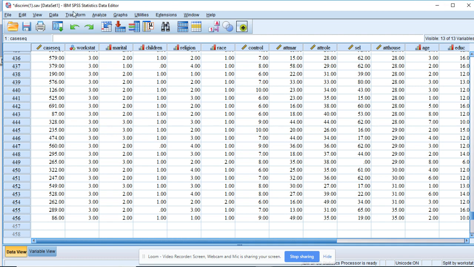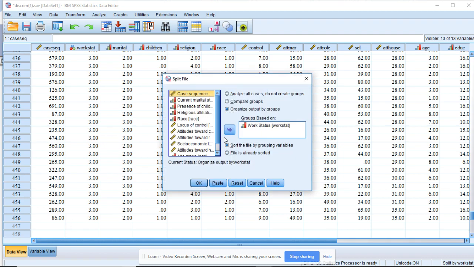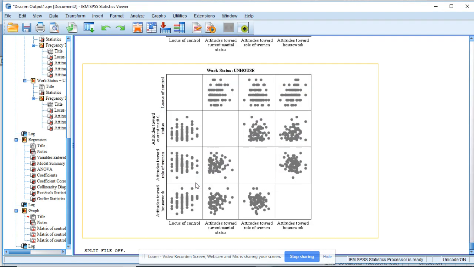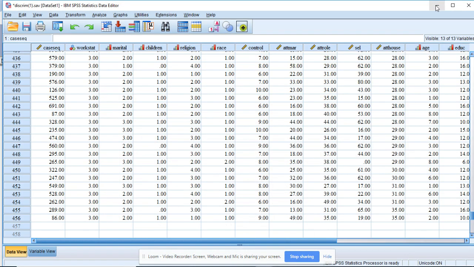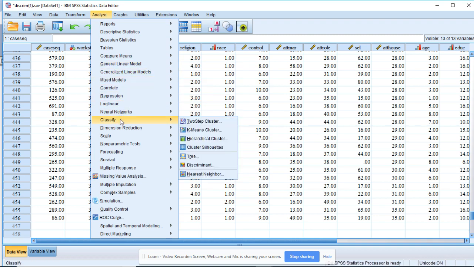So let's remember now to unsplit our data file, because now we are back to wanting to analyze all of the cases. Okay. So now we're going to do a discriminant analysis, but again, this output is not going to be the one we're going to keep because we're going to have to do it a different way. So click on Analyze, and discriminant analysis is under Classify, and then Discriminant.